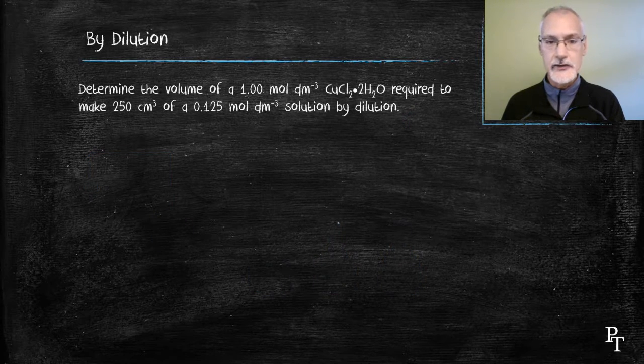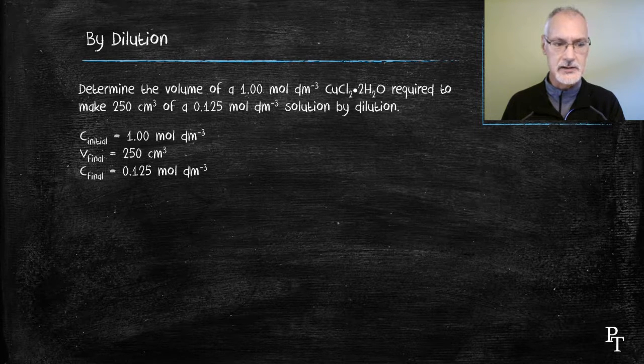In my second method, I also want to prepare the same solution, 250 milliliters of 0.125 mole per liter copper chloride dihydrate. But this time I'm beginning with a pre-existing stock or known solution that's 1 mole per liter. So here I've listed that given information. Ultimately what I want to find out here is what volume I need of my stock solution, my initial solution, to make this mixture.